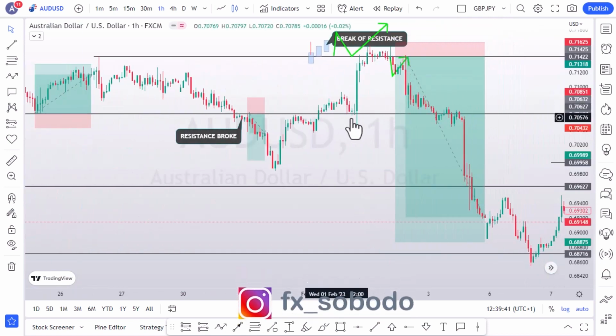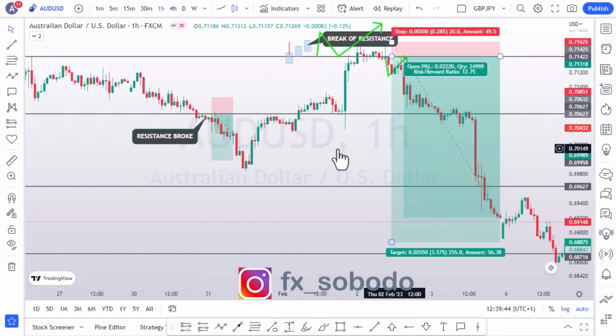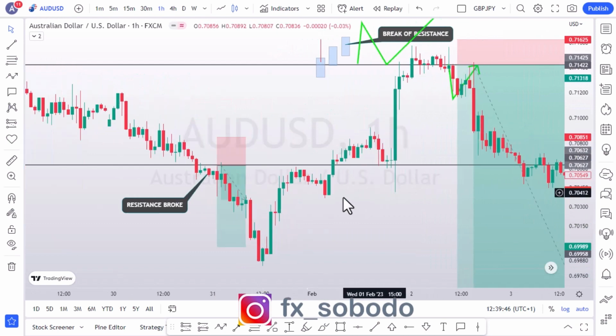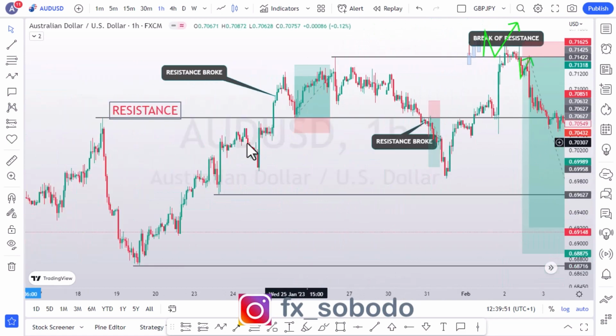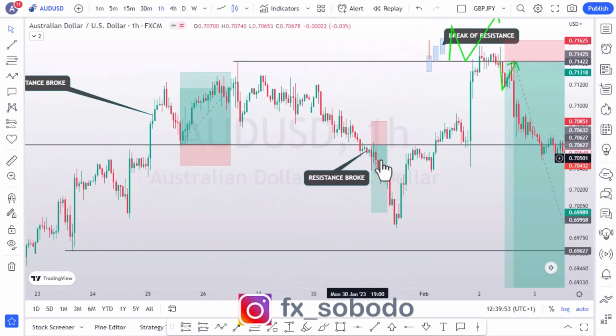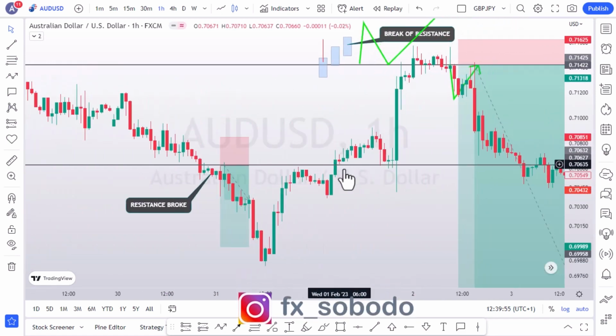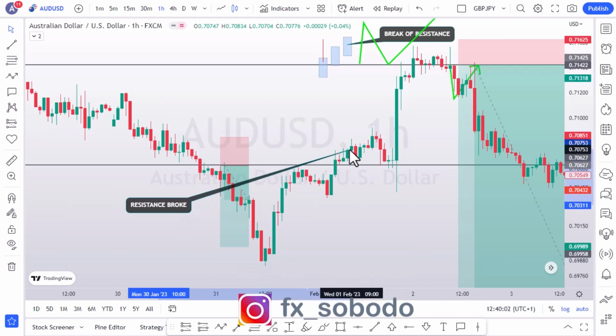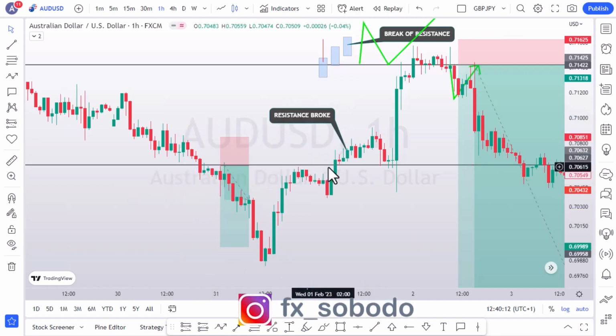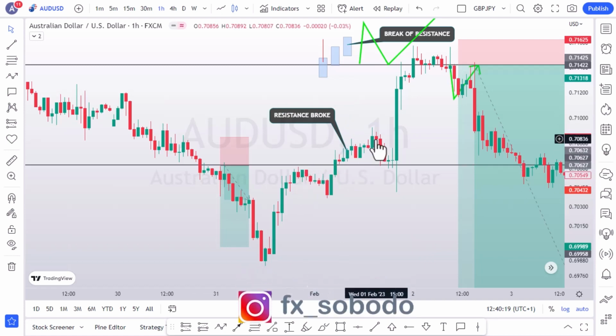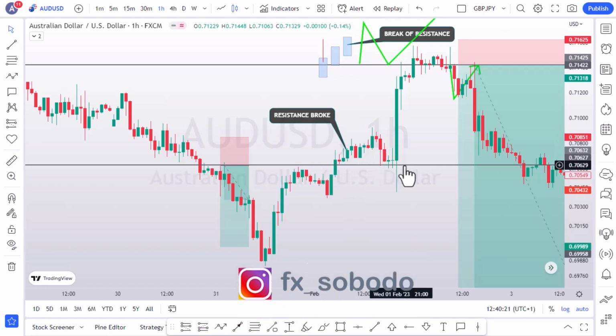Let me explain to you this level. Remember, this is our resistance zone here. When price broke to the upside, price traded up and the candle closed above our resistance zone. So we wait patiently for price to come back to retest this level.